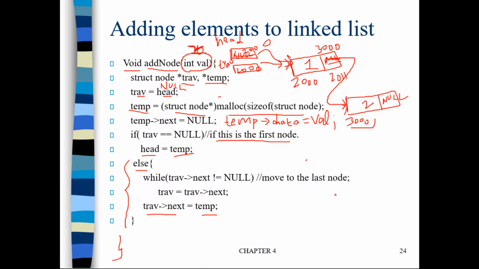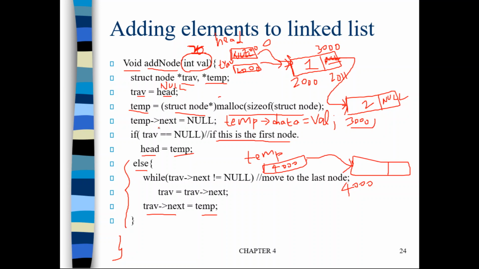We are creating it by using temp is equal to struct node star malloc size of struct node. So this will create a new node with a data part and a pointer part, and temp will point there. Let us assume this new node's starting address is 4000. Then temp will hold the address of that particular new node, which is 4000, which means that temp is pointing to the new node we have created right now.